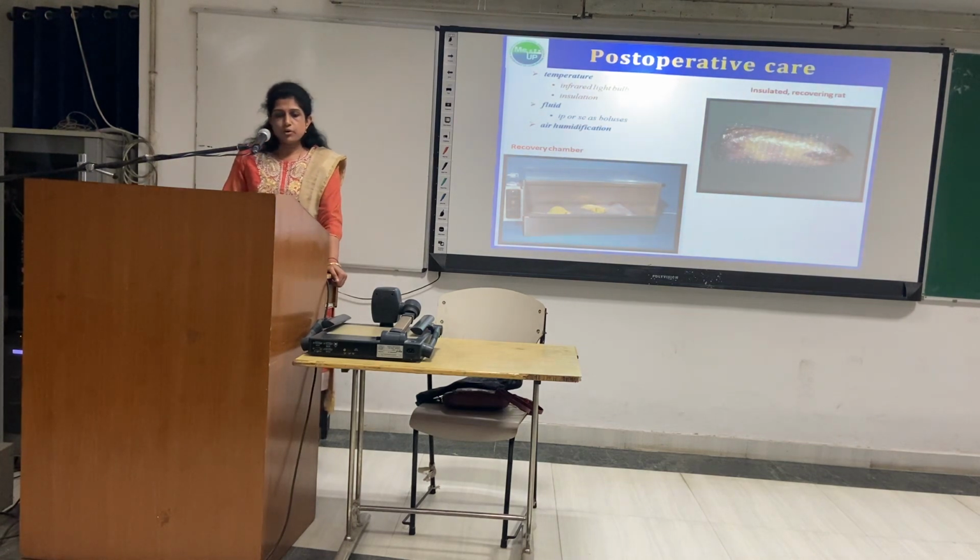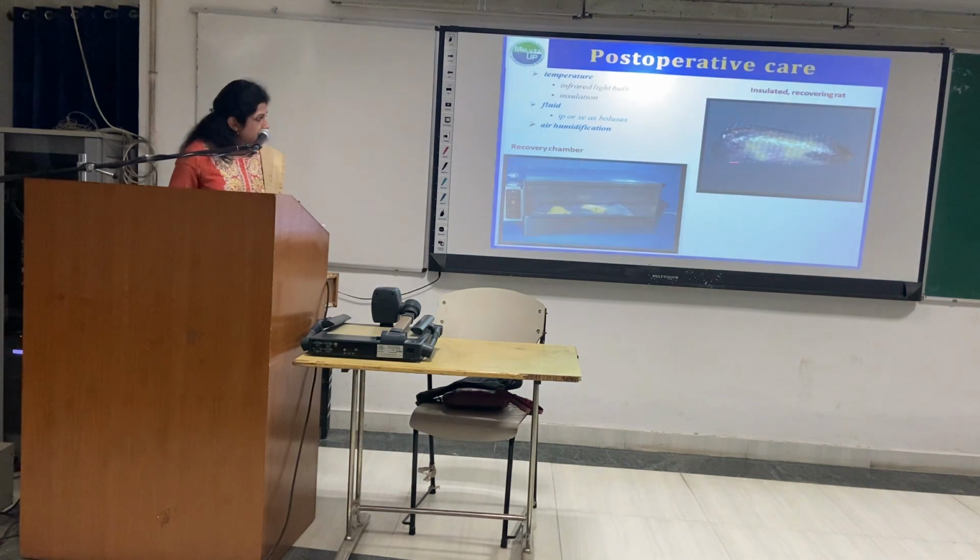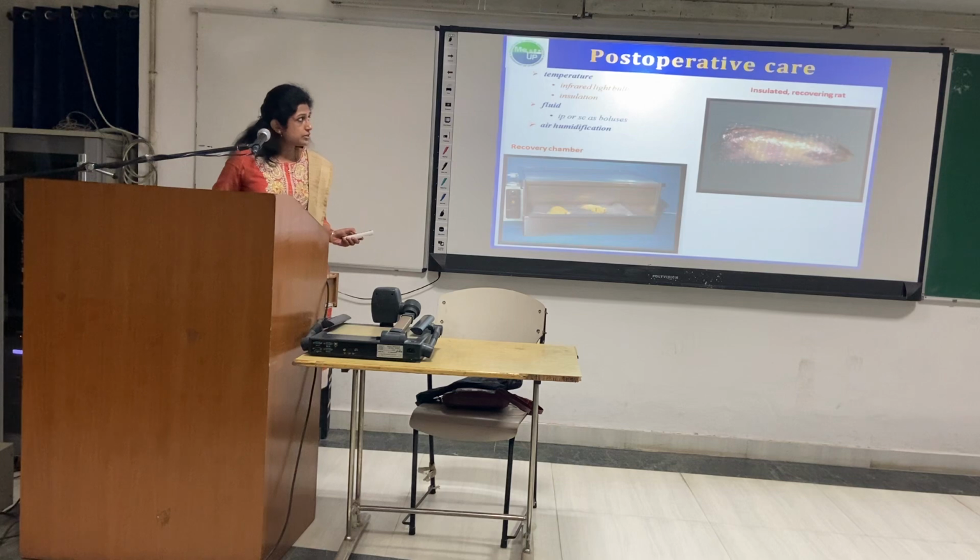Postoperative care is very important. The temperature of the animal should be maintained by using an infrared light bulb and insulation. Fluid therapy should be done intraperitoneally or subcutaneously as boluses. Air humidification should be there. And this photograph is showing the recovery chamber, and this is an insulated recovering rat.